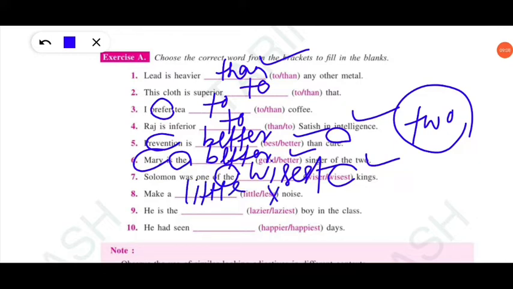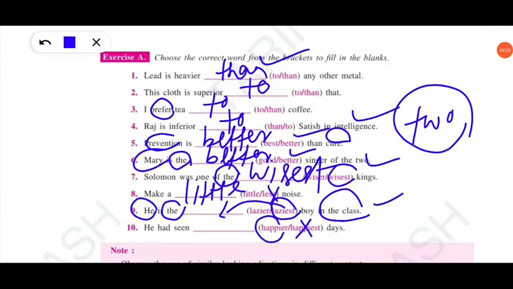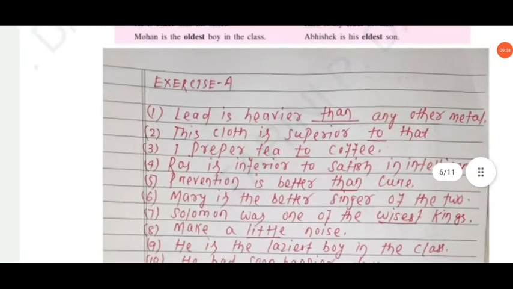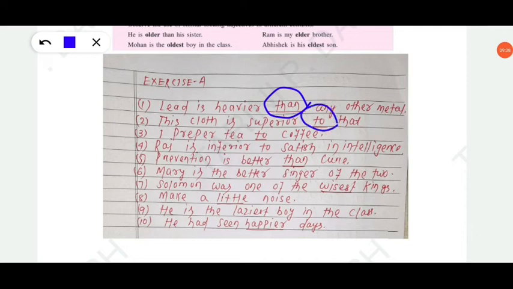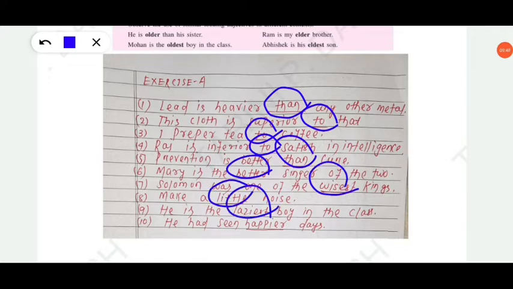The next: he is the laziest boy in the class. Here one is compared with all other students in the class, so you have to use the superlative, laziest. The next: happiest or happier? Happier, not happiest. Clear? Here are the answers: better, wisest, little, laziest, happier.